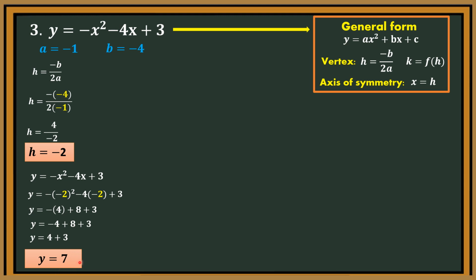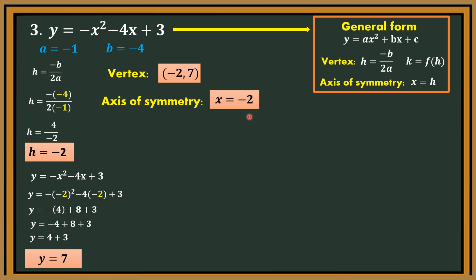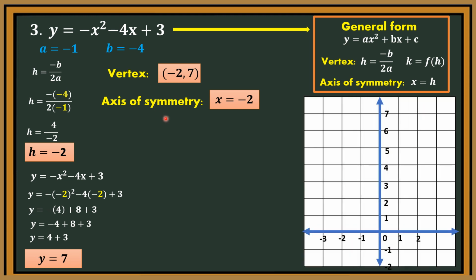So, pwede na tayong kumuha ng vertex. So, tandaan, ang Y natin at ang K natin, pareho lang. So, vertex natin, negative 2, 7. Axis of symmetry, X is equal to negative 2. So, meron na tayong vertex, may axis of symmetry pa, pwede na tayong mag-graph. Plot muna natin ang vertex, that is negative 2, papunta kay 7. So, nandito ang point or yung dot. And then, kung nasan ang vertex, nandun din ang axis of symmetry.